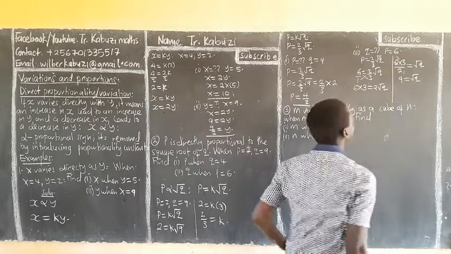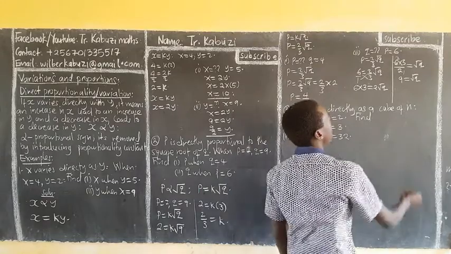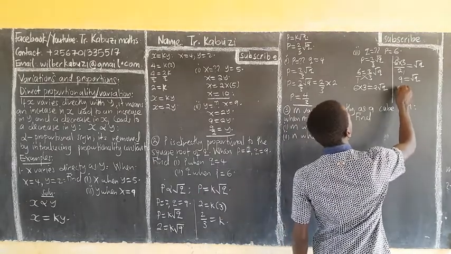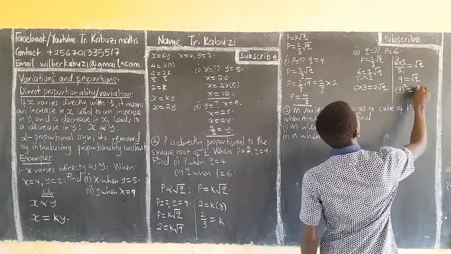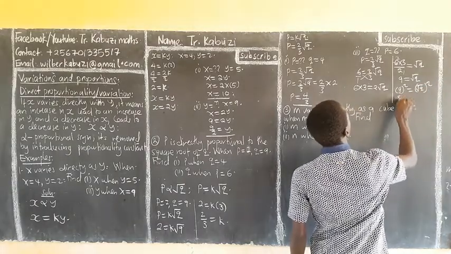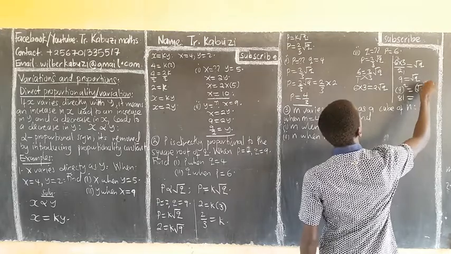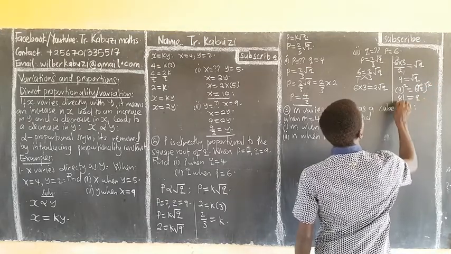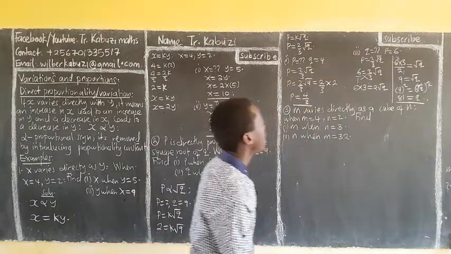So how do I get this q? I square both sides. So 9 squared equaling root q, the whole squared. So this will be 81 equaling q. So my q is 81 with ease.